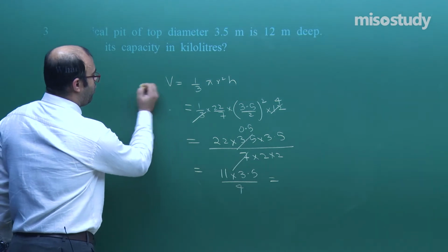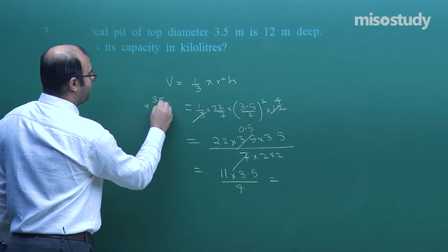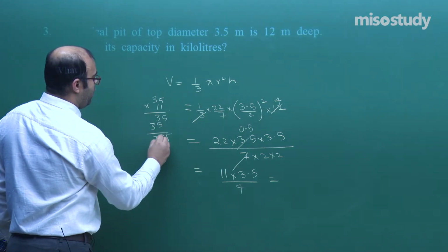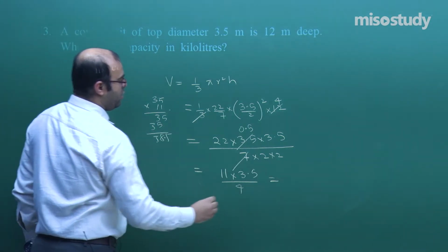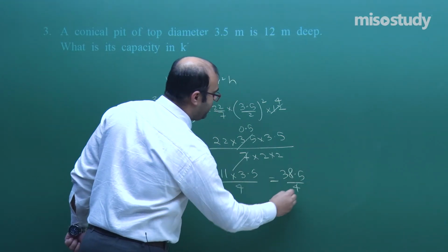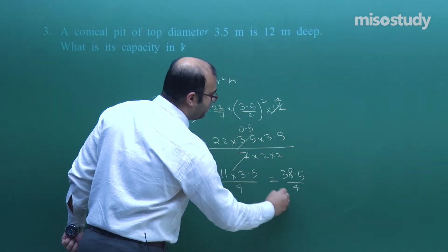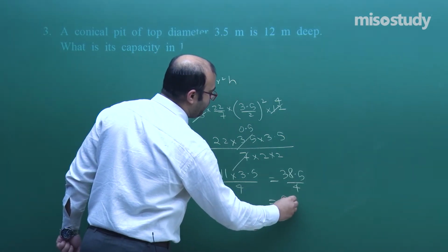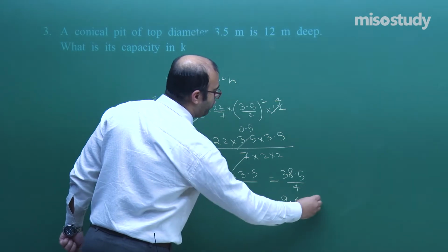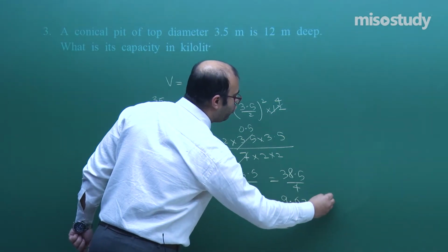3.5 into 11, this is 35, this is 35 again, 385, with the decimal place here. So, 38.5 by 4. Let us simplify this: 4, 9, 36, 2 carry, 4, 6, 24, 1, 0, 4, 2, 8, 2, 0, 9.625 meter cube.